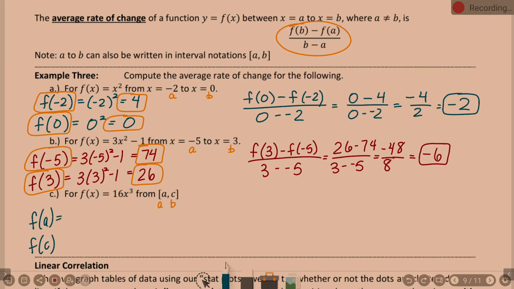What's f of A going to be? If f of x is 16x cubed, f of A is 16a cubed. Don't make it any harder than that. This is the easy part of this problem. If f of x is 16x cubed, what's f of c? 16c cubed. Okay, that was easy peasy. Now, we're going to set this up, and I'm going to jump right in. F of b minus f of a is going to be f of c minus f of a. So what am I putting up here?